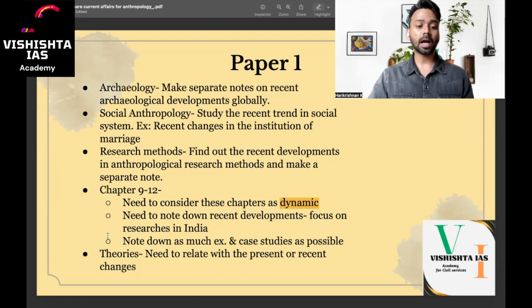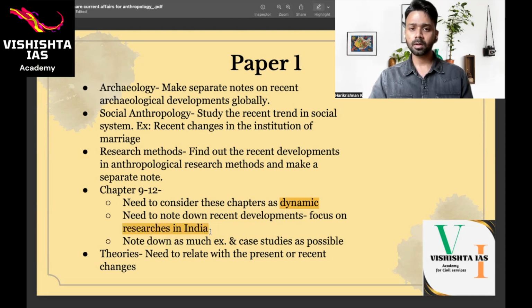Recent research that has happened in India should be given focus here. There are very good biotechnology and research institutions. So all you need to do is have an idea about the recent inventions or findings happening in India. That has to be noted down. Apart from that, fill your answers with a lot of examples and case studies by collecting the information online.